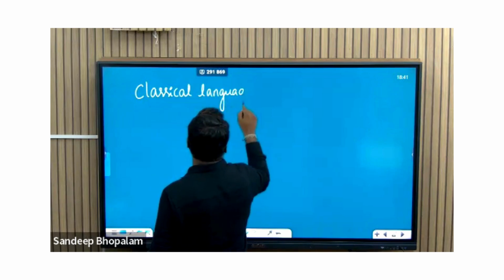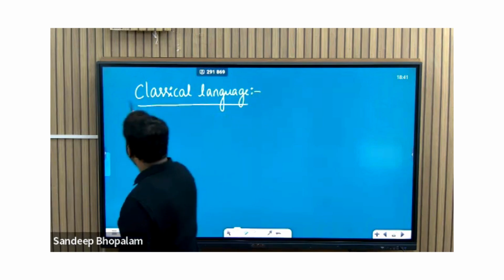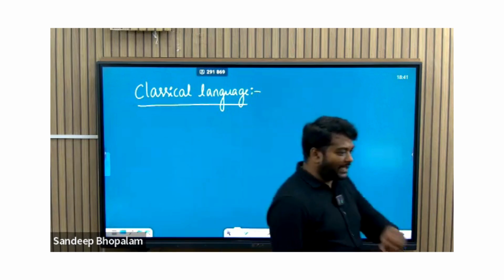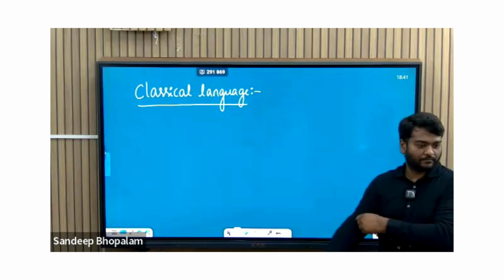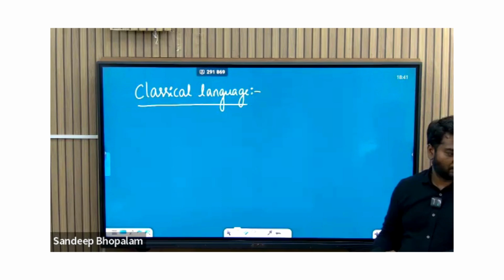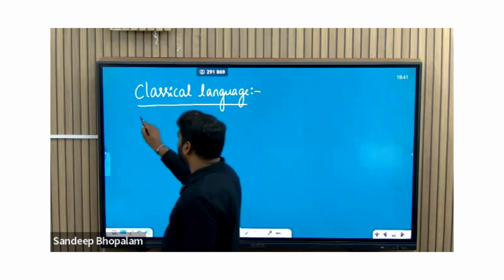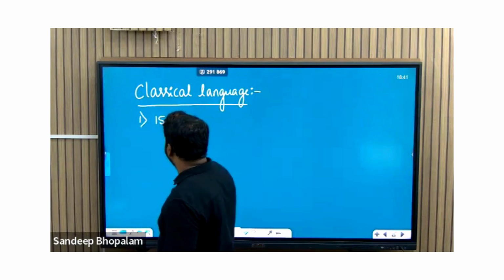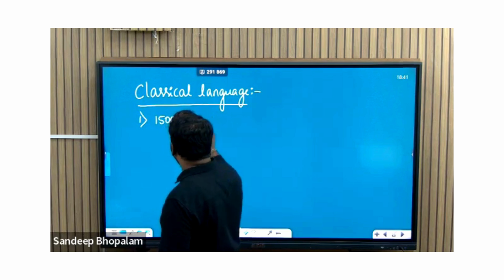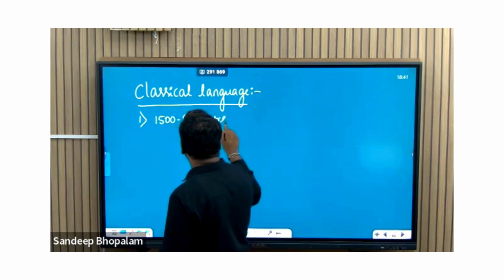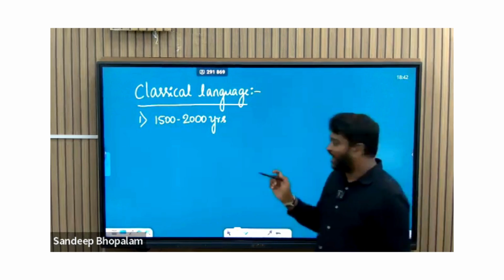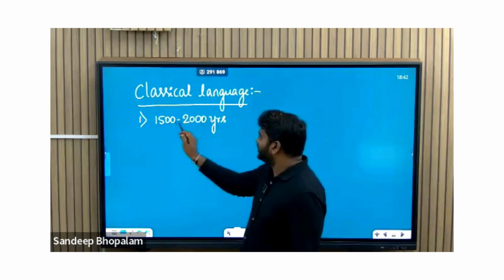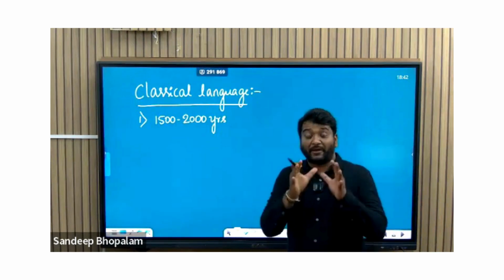Classical language. See, guys, basically, what exactly is a classical language? Any language which is more than 1500 to 2000 years old, right? So if something has a recorded history of 1500 to 2000 years, recorded history must be there.